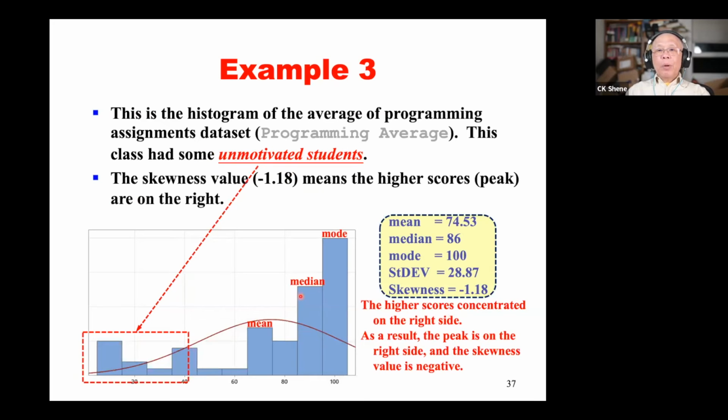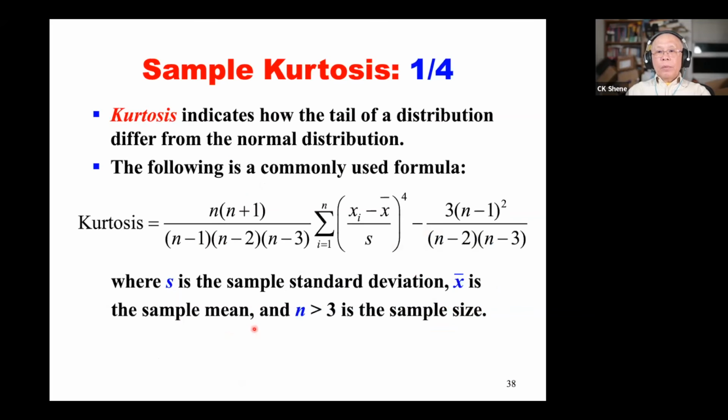Example 3, programming average, we sorted. Mean value is this, median, mode is this. And the skewness is negative 1.18, which is large in terms of absolute value. So again, in this case, the use of mean value to judge whether this student performed very good in programming is a misleading measure. Now, the last term we want to introduce to you is kurtosis.